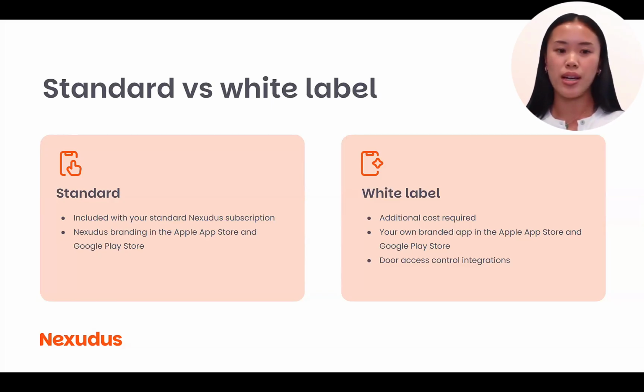The white label app, on the other hand, includes everything that's available in Passport, but it's published as your own branded app in the Apple App Store and Google Play Store. So that means members will download an app with your company name and branding rather than the Nexodus Passport app. The white label version also includes door access functionality for supported access control systems. But aside from those branding and access control differences, both apps pretty much share the same core functionality. Hopefully that gives everyone a better understanding between the two.